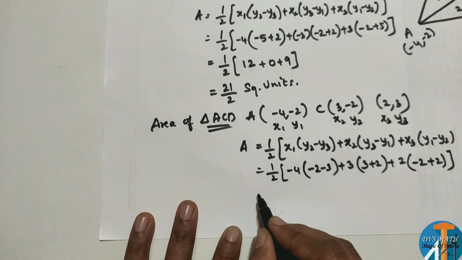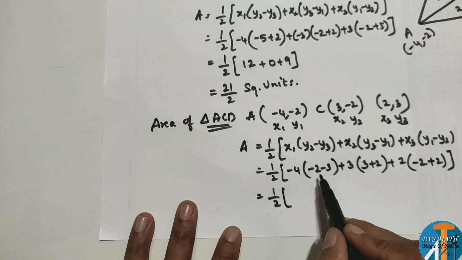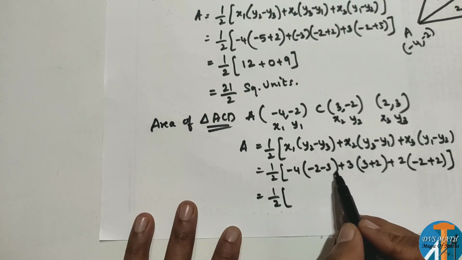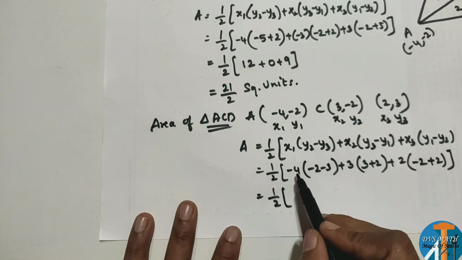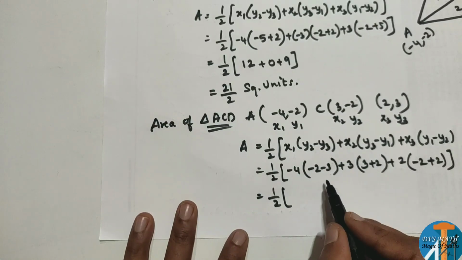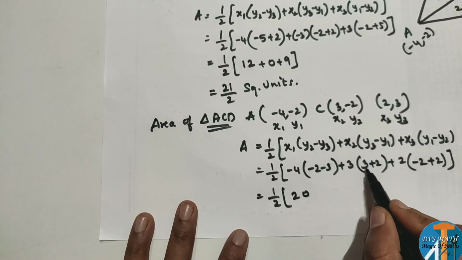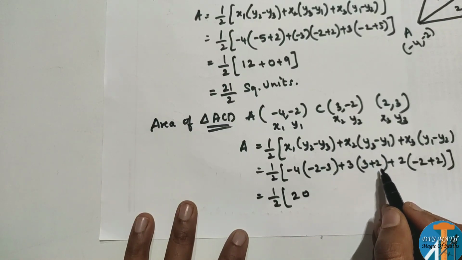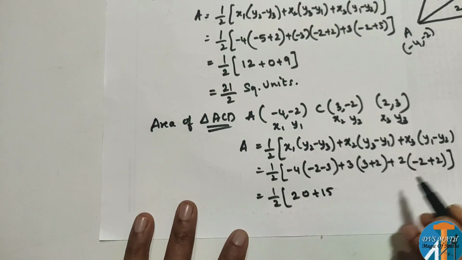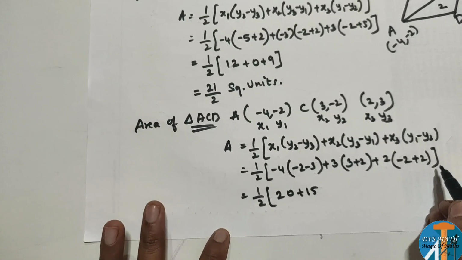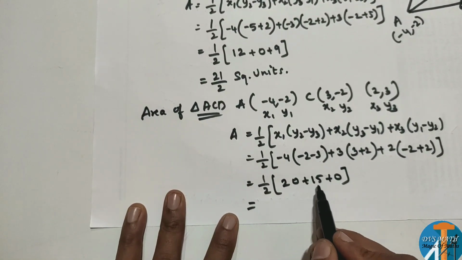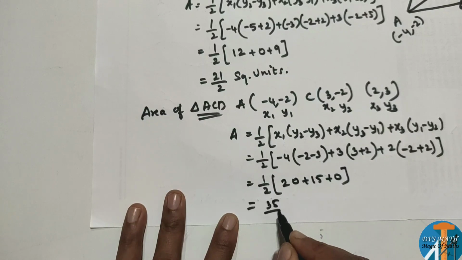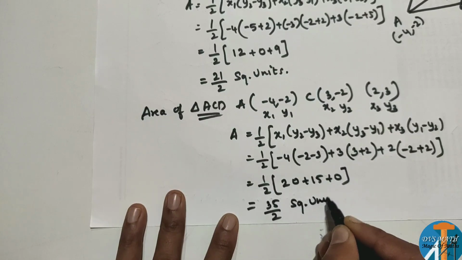Okay, so now what will be the answer? Half, observe here, minus 2 minus 3 is minus 5, minus 5 into minus 4, minus into minus is plus, 5 fours are 20. 3 plus 2 is 5, 5 threes are 15. So 15 plus 15. Again, minus 2 plus 2 is 0, and 0 into anything is 0. So finally how much you got? So 20 plus 15, it is 35 by 2. So 35 by 2 square units.